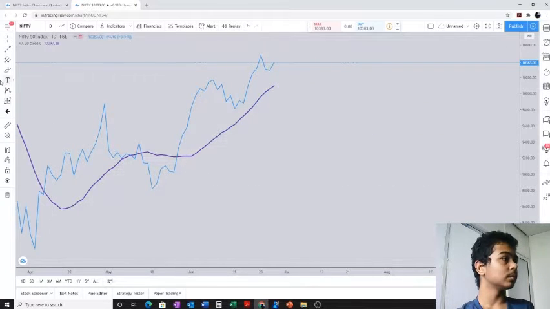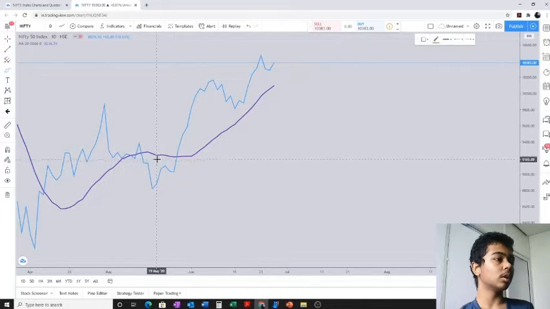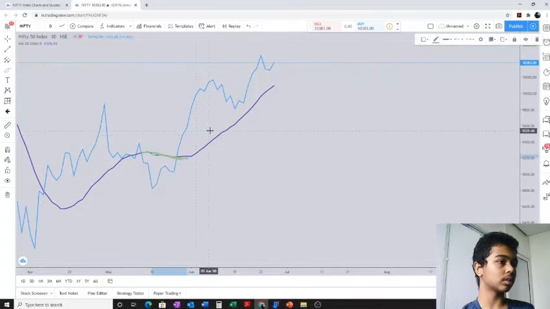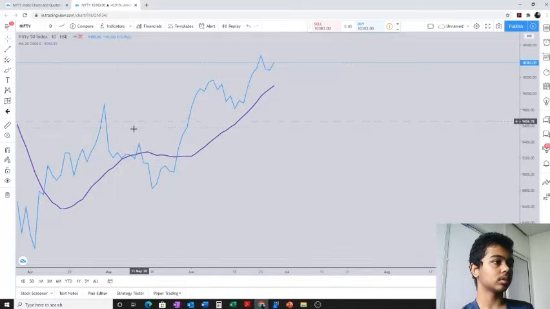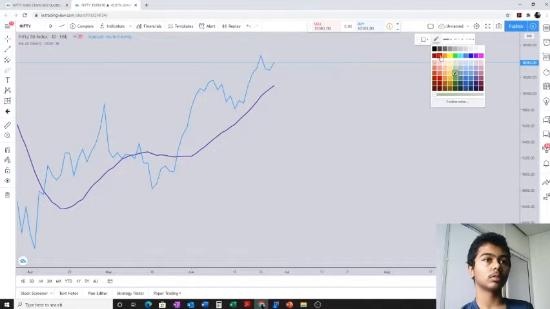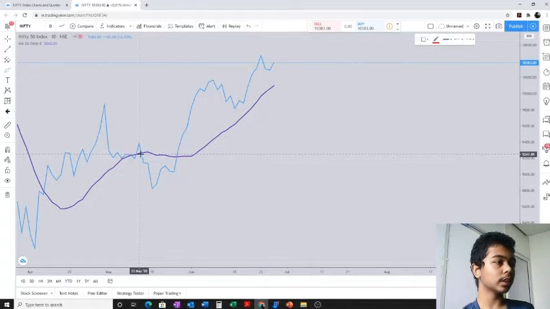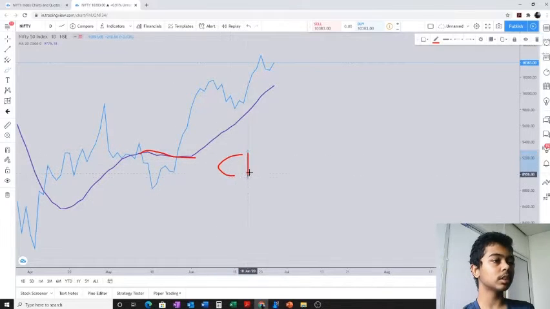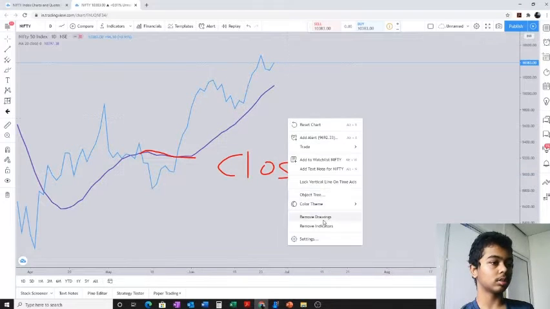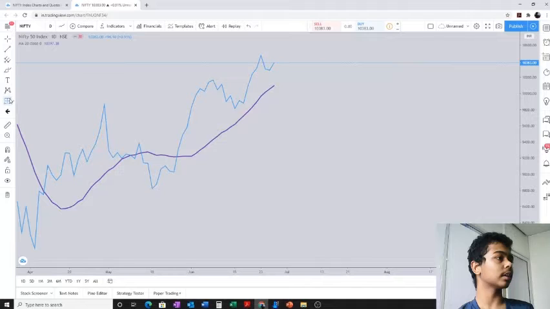So when the moving average crosses below the price, below the closing price, then buy. Let me change the color over here of this. So when the moving average crosses below the closing price, then you buy. Below the close, then buy. Let's just see how much returns this strategy can give.